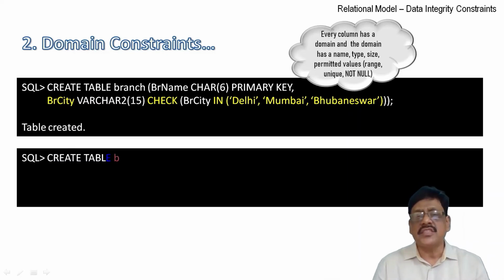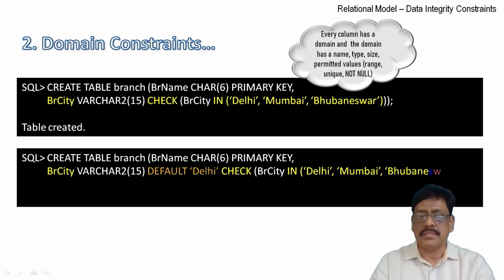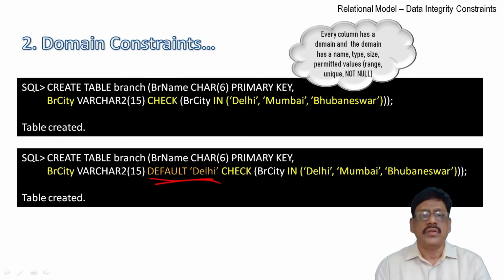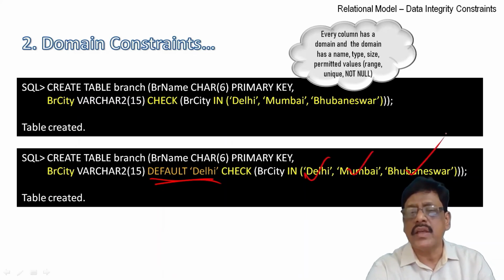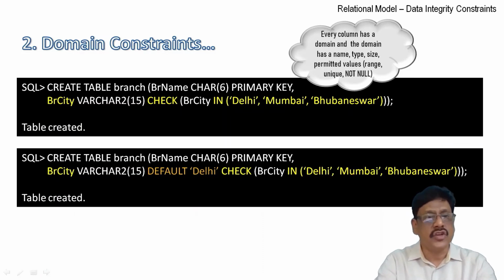Sometimes we can make it a default value. Look at this: create table branch (branch name primary key, branch city varchar2 15 default Delhi). If the user does not enter any value, by default the system will accept Delhi. Otherwise, if you would like to insert a value, the value must be either Delhi or Mumbai or Bhubaneswar. So this way we can say that my values should be in this range of values, or these are the possible values I would like to insert. That is called domain constraint.